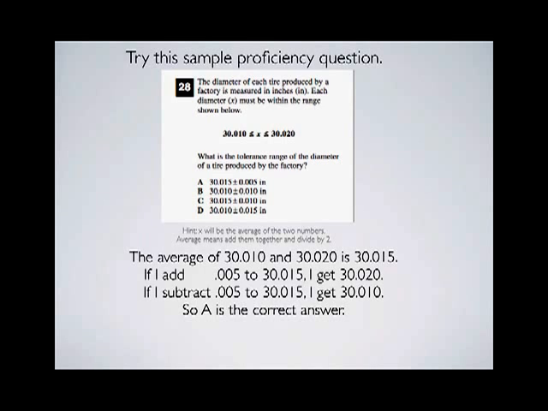So the average of the two numbers should have been 30.015. Now, looking at my options here, if I add 0.005 to that number, I get 30.020. If I subtract 0.005, I get 30.010. So A is the correct answer.